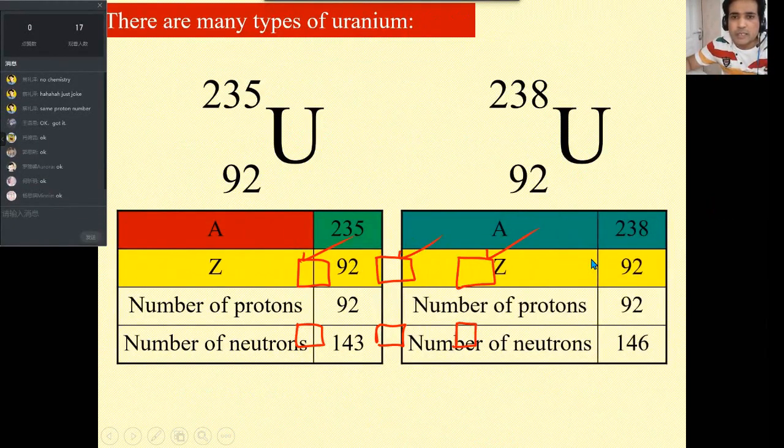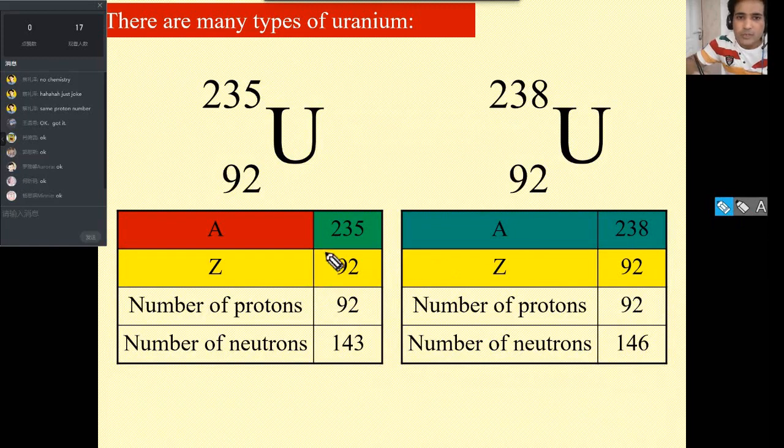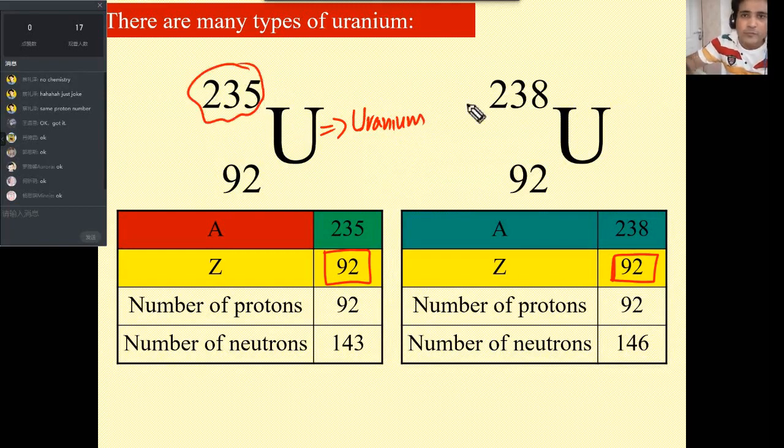You can see here in this case also, another example, another chance if some students are not clear. You can see the proton number is the same. So these are isotopes of uranium. So this is uranium. You can see we have uranium 235 and we have uranium 238.